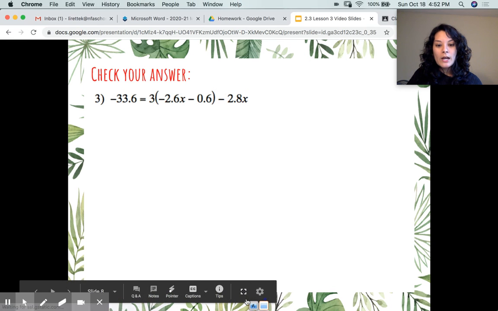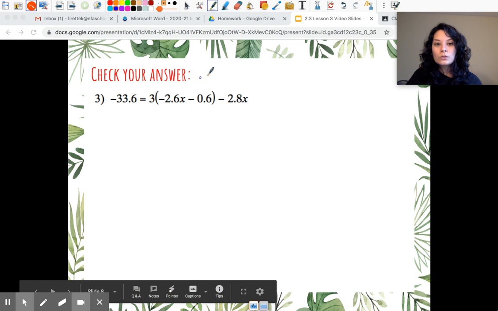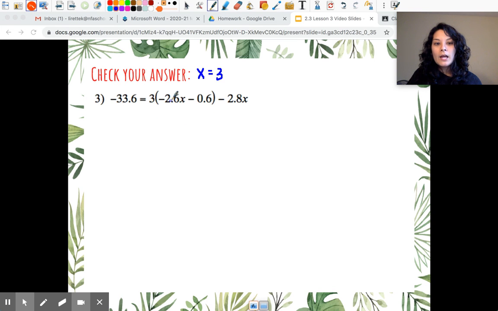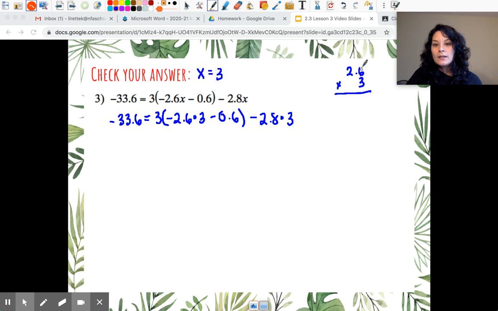Let's go ahead and check that answer. We got x is equal to 3, so I'm just going to write that up here. Everywhere I see an x, I'm going to replace it with a 3. Everything else stays the same, so times 3 minus 2.8 times 3. I'm going to multiply in this parentheses first before I subtract the 0.6. 2.6 times 3 gives me 8, carry the 1. That's going to give me 7. I adjust for 1 decimal point.